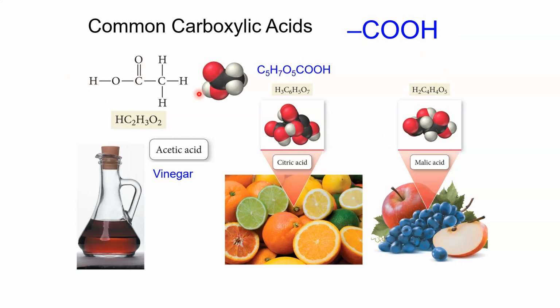With citric acid, it could be written this way, but you could also write it like this, where you have this chain over here, and then you have that C double bonded to an oxygen, and then that OH. And malic acid also has a similar format. So anytime you see this COOH, you know that it's a carboxylic acid, and the acid end has this structure.